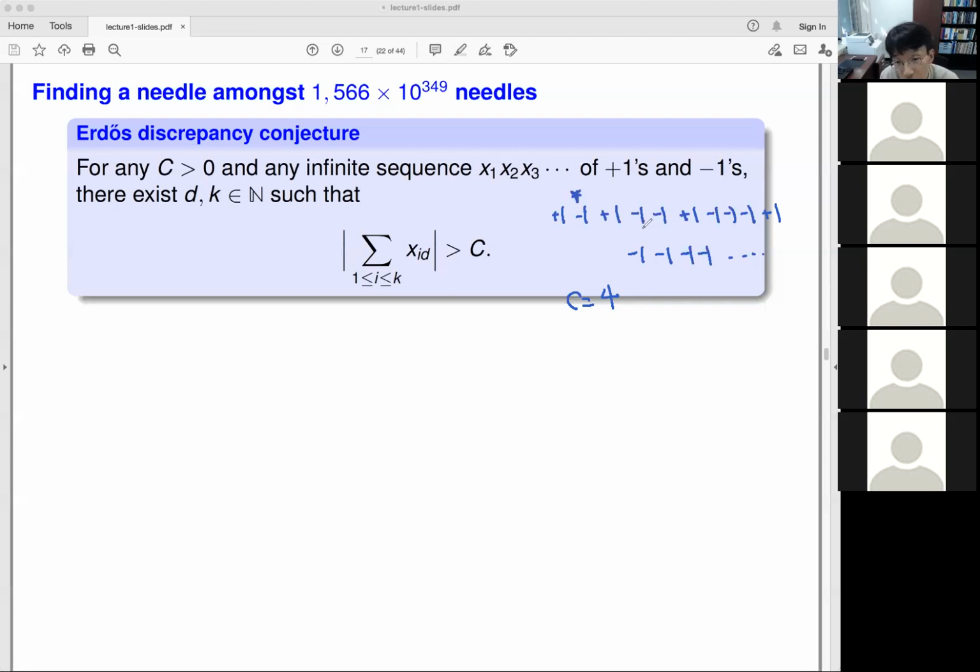We pick this second element, -1, and then we jump twice and pick this element, jump twice, pick this element, and so on. So it's an equally spaced subsequence. We jump 2 steps at a time, and they are all minus, and there are 5 elements. So the sum of these, -1, -1, -1, -1, -1, is going to be -5. So it's an example that is consistent with this statement. The statement says this happens for all sequences of +1, -1, as well as all numbers C, because our sequence is infinite.